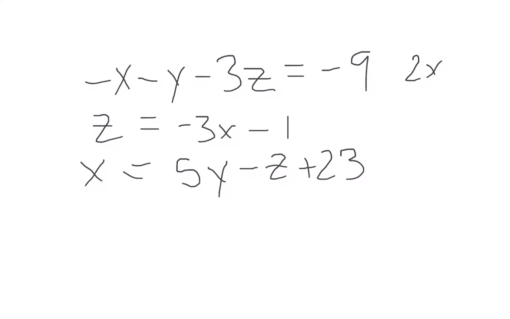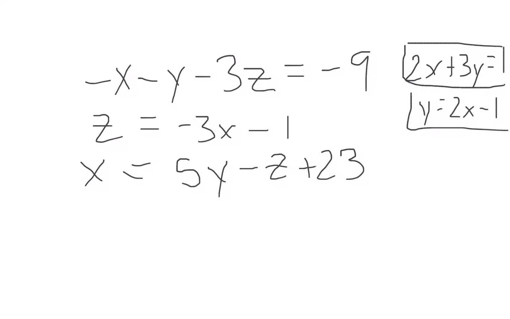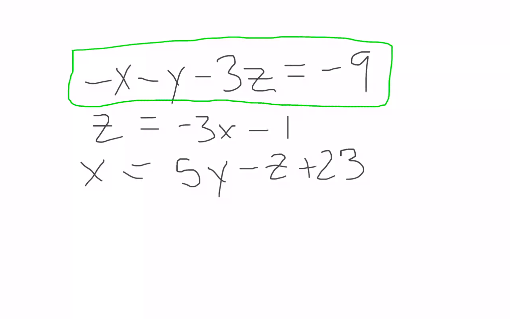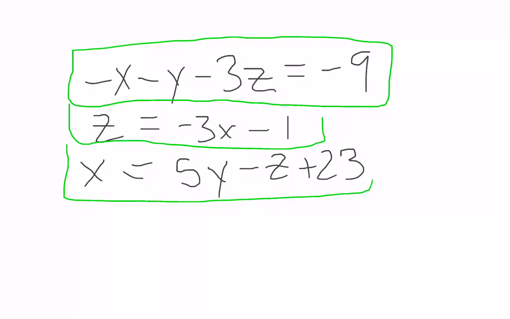when you had 2x plus 3y equals 1 and y equals 2x minus 1, because one thing was in standard form and one thing was in slope-intercept form? Well, in this problem right here, you have one thing in standard form and two things in slope-intercept form. So because that's the case, it's easiest to use substitution. So that's what we're going to do.